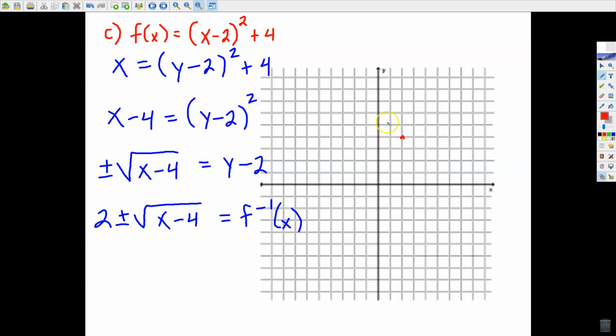And we need some points, so maybe let's input 1. That's pretty easy math. If I let x be 1, 1 minus 2 is negative 1, negative 1 squared is positive 1, and plus 4 will be 5. So 1, 5, and we have symmetry going through the vertex, so that means I've got another point right here. And really, 3 points will be sufficient for your parabolas. So let's connect the dots.